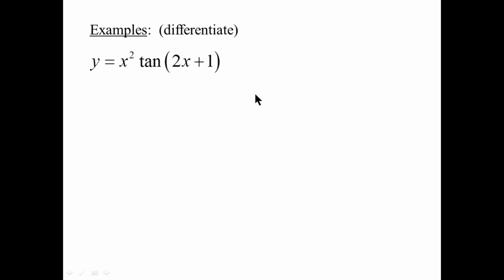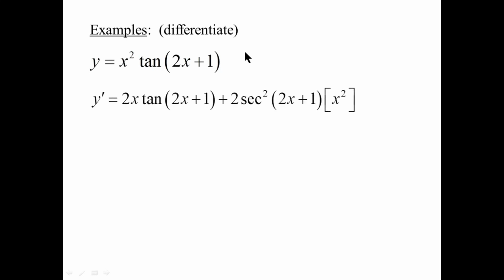Going again, let's differentiate this function. So we notice that it's a product of functions of x, because we have x squared times tangent of 2x plus 1. So we'll need a product rule. First thing prime times the second thing plus the second thing prime will be secant squared of that argument times 2 times the first thing.